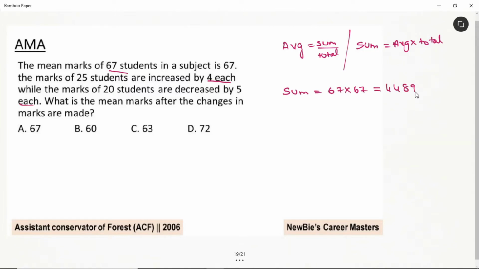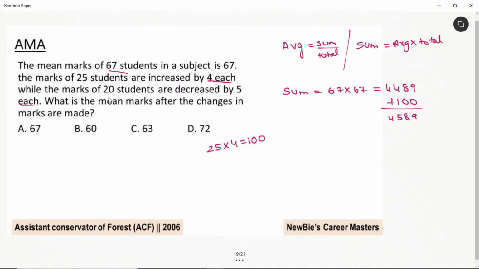Now, what are they telling? The marks of 25 students are increased by 4 each. That means the total marks increased is 100 marks. 25 students, 4 each, 25 into 4, so total marks got increased by 100. Now 4589 is the new total marks. We'll come back to the question now.